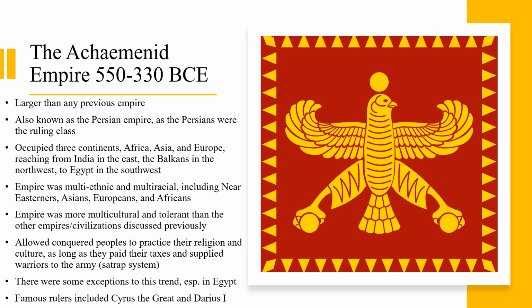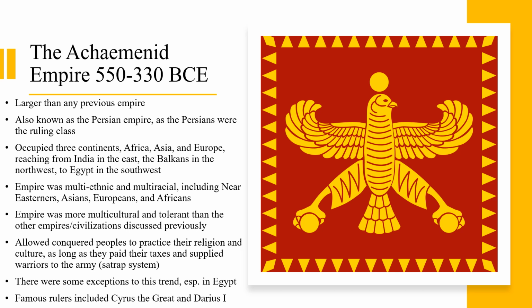The Achaemenid Empire was multi-ethnic and multiracial. It included Near Easterners, Asians, Europeans, and Africans. The empire was also more multicultural and tolerant than other empires, civilizations that have been discussed previously. The Achaemenids allowed conquered peoples to practice their religion and culture as long as they paid their taxes and supplied warriors to the Achaemenid army via the satrap system.